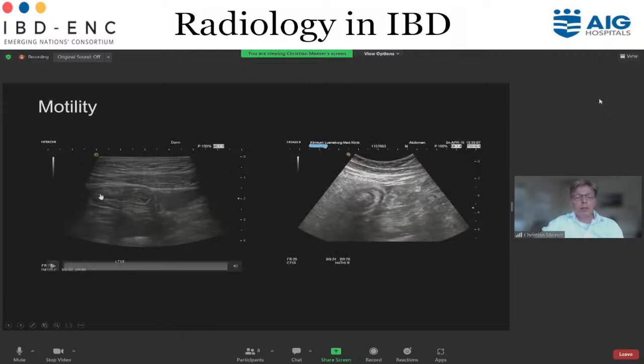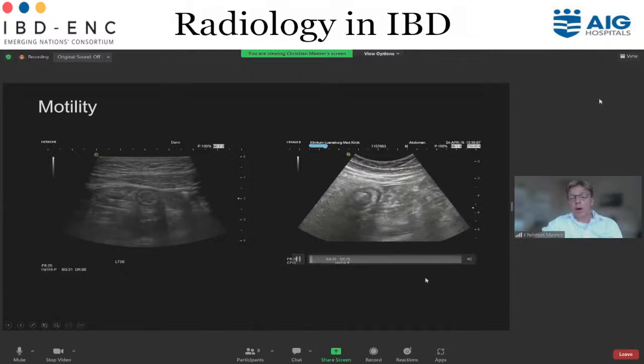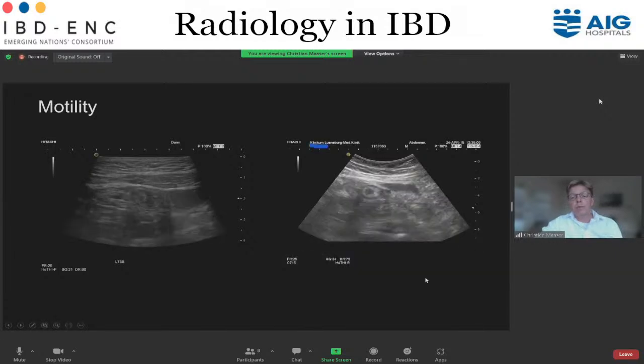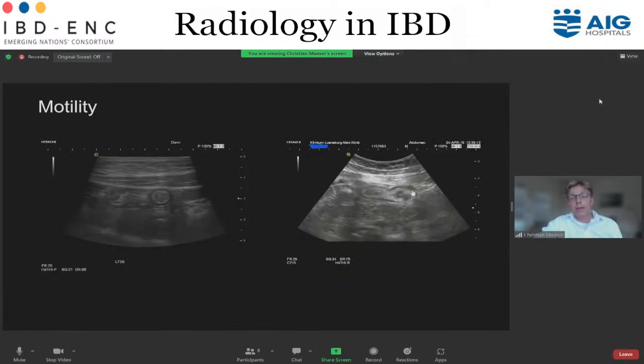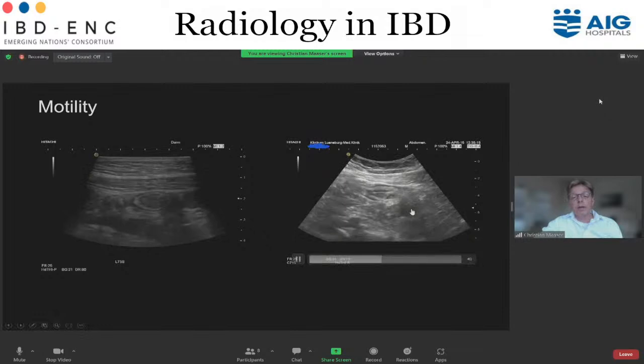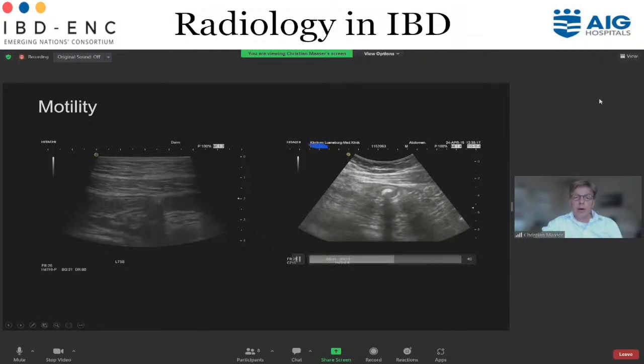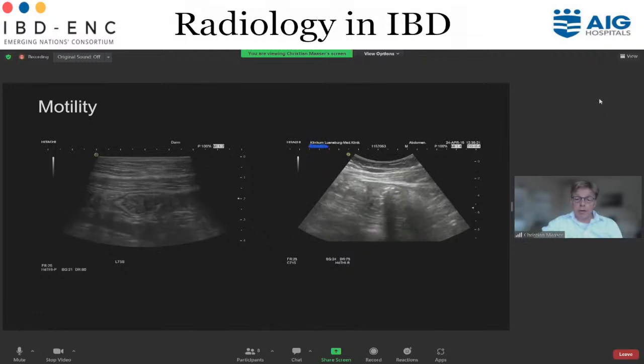On the left is a normal terminal ileum, and you see this nice contraction. There's a nice movement. And when I start the one on the right, it's also a terminal ileum, but the movement you see is from the probe moving forward, but the bowel itself here is very stiff. So you see that there's hardly any motility in this terminal ileum as a sign of pathology.